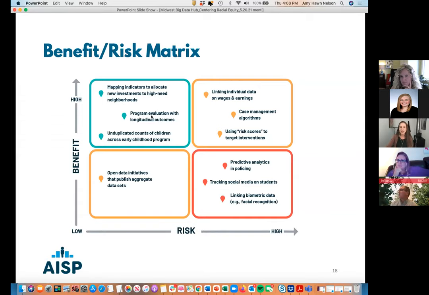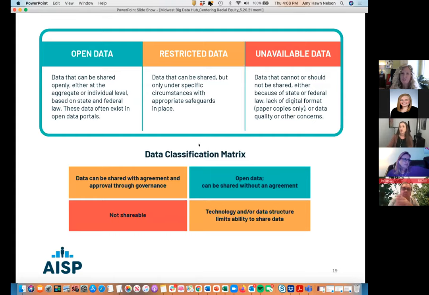So what is green in my community may not be green in your community, and vice versa. So this is incredibly specific, not only to the location, but also to the populations that you're talking about. So it's highly contextualized. All right, this is another slide that's an important part of what we think of as racial equity. So we're all familiar with open data. Restricted data is mainly what AISP does.